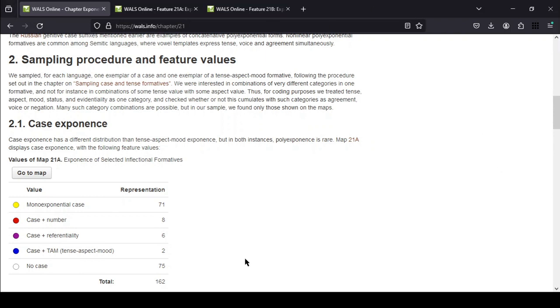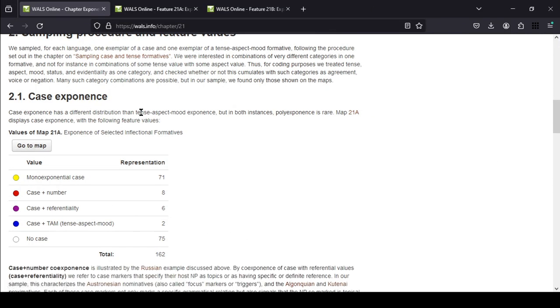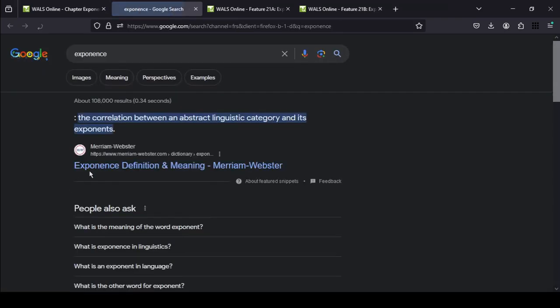Case exponents has a different distribution than TAM exponents. I should have just read this. It's literally right there. Is it exponents or exponents? It doesn't matter. I like exponents better. It does matter a little bit.